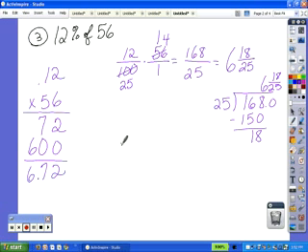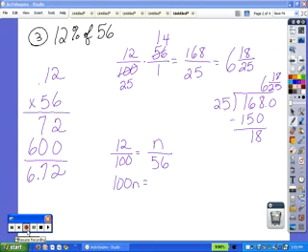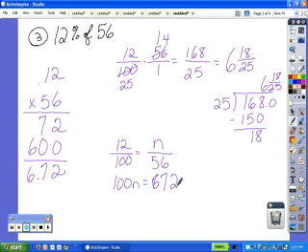Next method would be the proportion, where you can write 12% as a ratio, which equals a number out of 56. 56 again is the total, so it goes in the bottom with the 100. Then we cross multiply. When you multiply 12 times 56, you get 672. You divide both sides by 100. Remember, the quick way to divide by 100 on a problem like this is move the decimal to the left 2 times, and you get 6 and 72 hundredths.